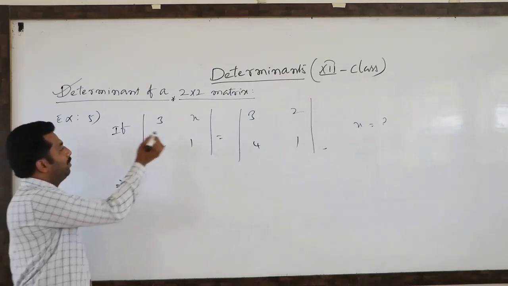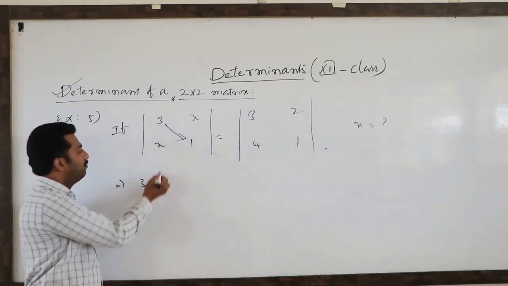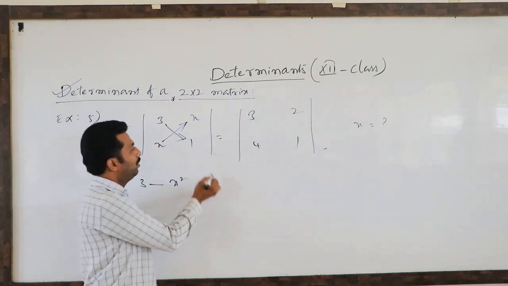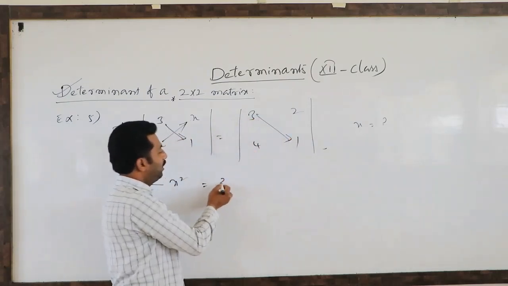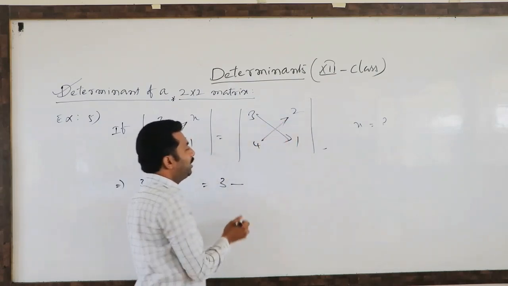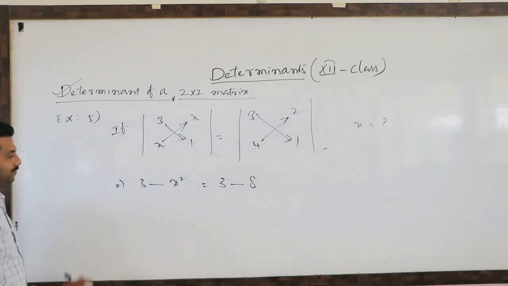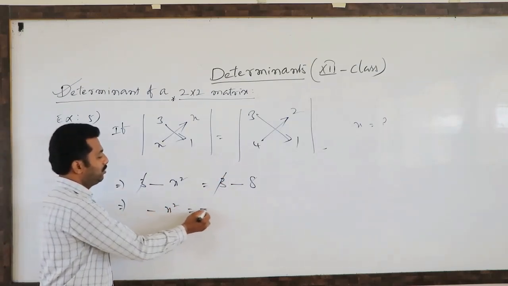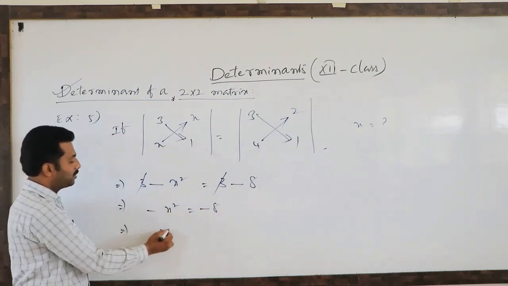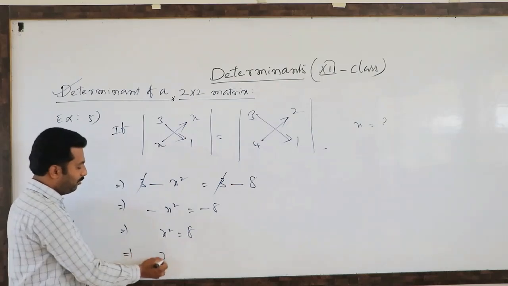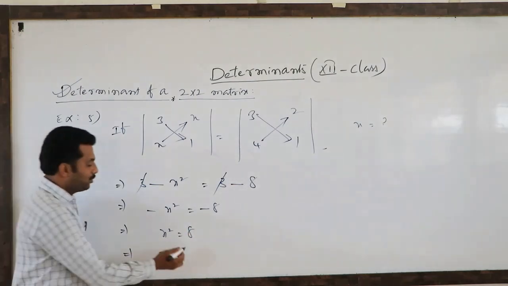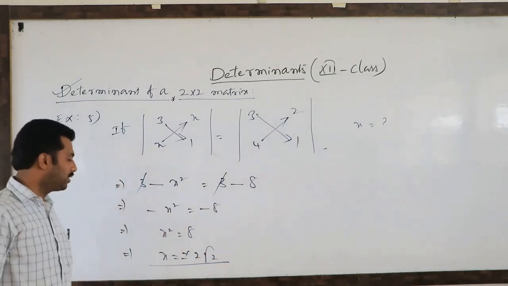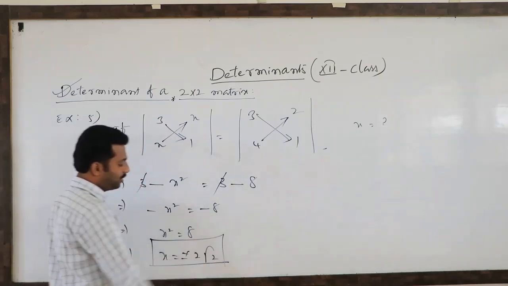See. Product of the principal diagonal elements minus product of the non-diagonal elements: x square equal to product of the principal diagonal elements minus product of the non-diagonal elements. So anyhow 3 will cancel. Minus x square is equal to minus 8, or x square equal to plus 8. You tell me what I have to write: plus or minus root of 8, nothing but 2 root 2 you can also write. This is the most important problem, you should understand clearly.